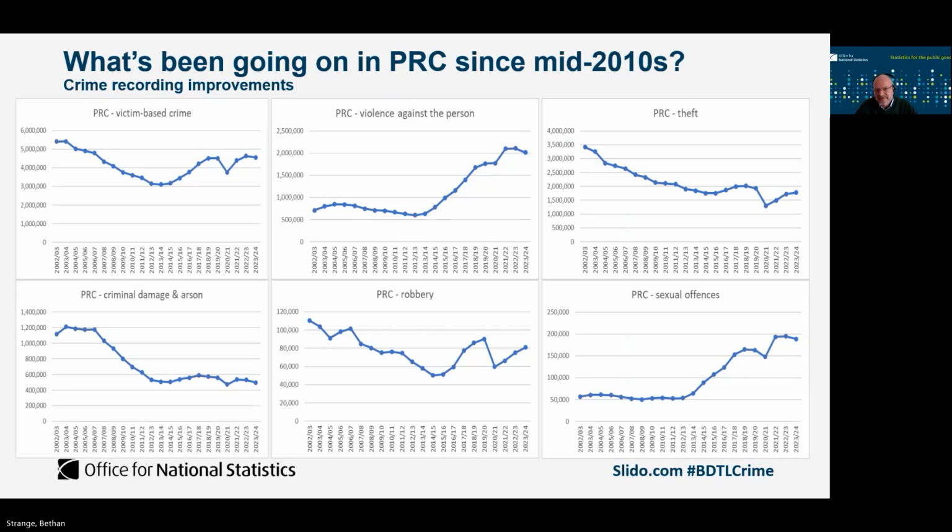Theft is the next one along the top row there. So it's a similar trend to the crime survey with that dip for the pandemic. Criminal damage and arson, long-term decline, then has gone flat since those recording improvements. Robbery jumps around a bit more. It's quite a well reported and recorded crime. It's a serious crime, that one. And sexual offences, another good example of where recording improvements and perhaps culturally our willingness to report those crimes to the police has changed over the last 10 years or so.